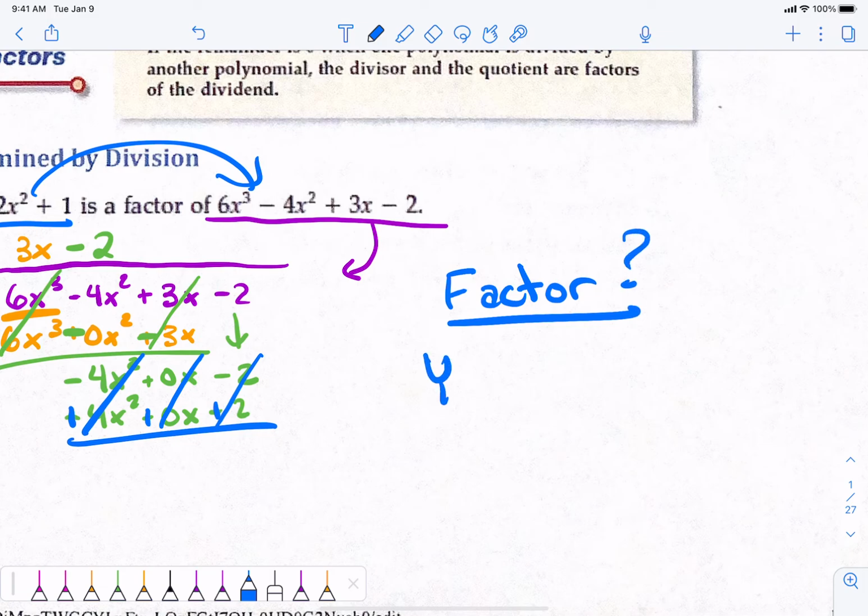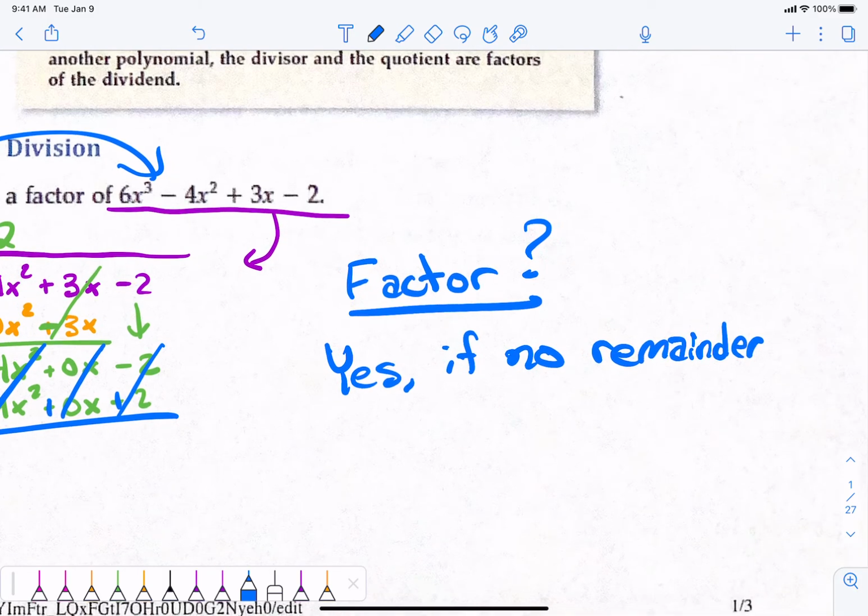Question mark? Yes, if there's no remainder. That's how you decide. If it has no remainder, it's a factor. So this one is a yes, because there is no remainder. Happy with that? Yep.